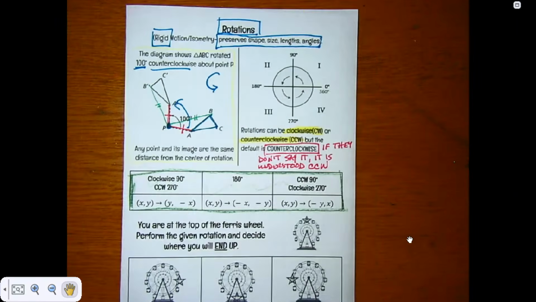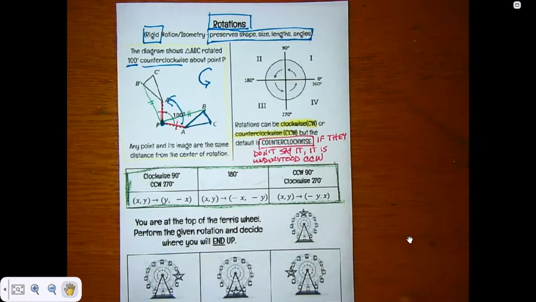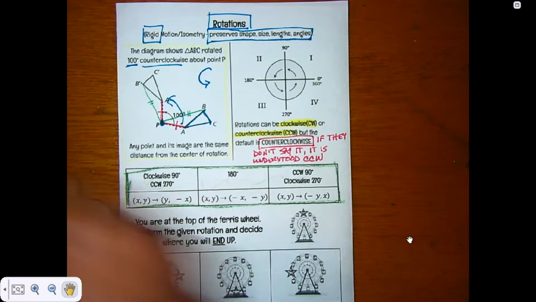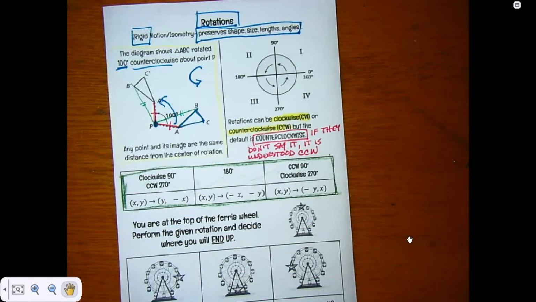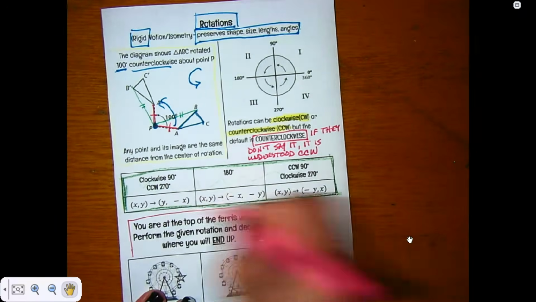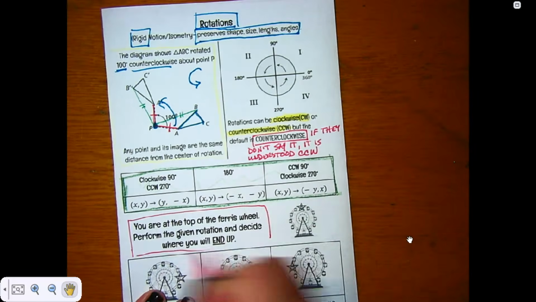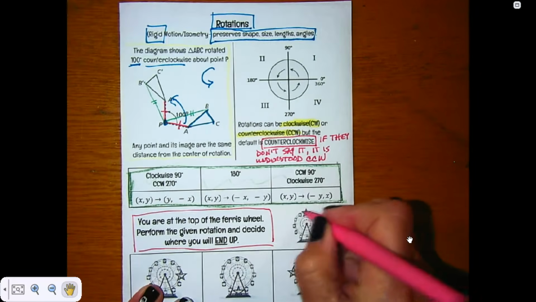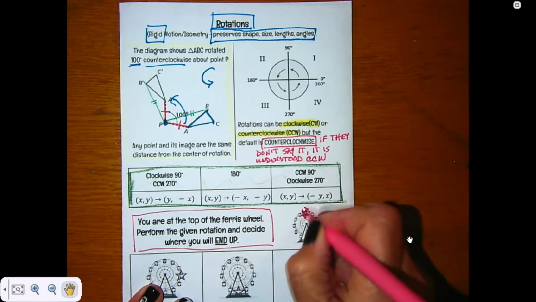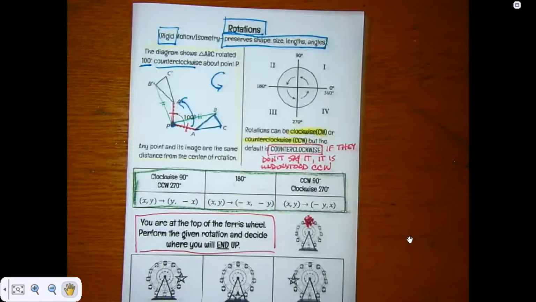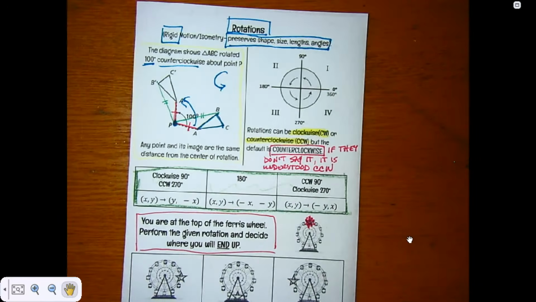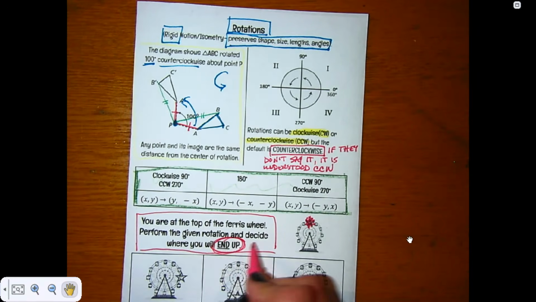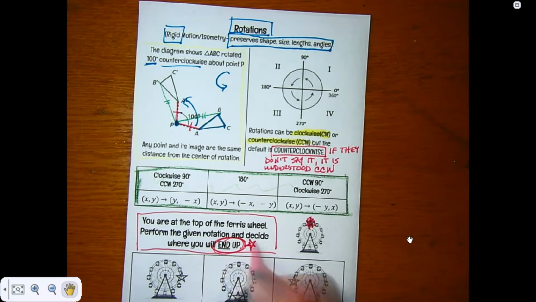Okay, so instead we're going to do the Ferris wheel. This is the method I'm going to talk about because it's easy to remember. So remember, you're at the top of the Ferris wheel. You always start on the top every single time. Think of yourself on the top of a Ferris wheel, and you're going to perform whatever given rotation they tell you, and then you're going to decide where you end up. So this is very important. It's where you're going to end up.